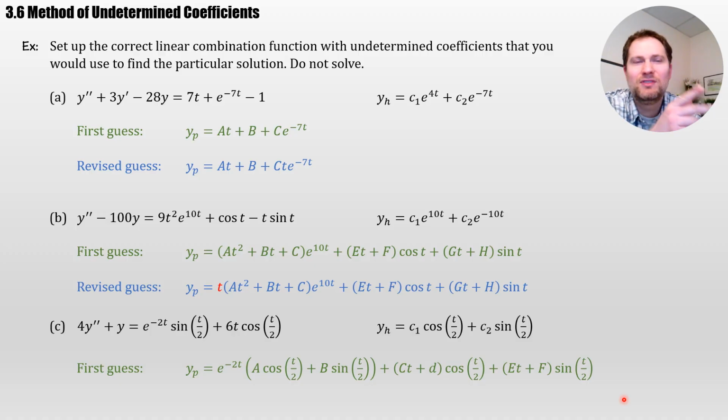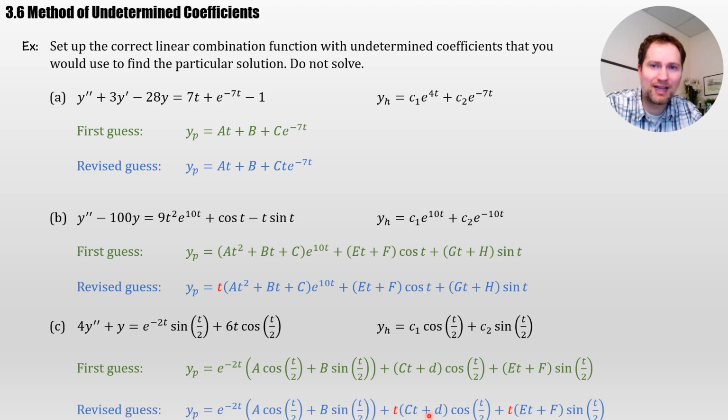We got e to the negative 2t times all that. Got a and b. Okay, that's looking good. So what could be the problem? We'll look at the homogeneous solution. Looks like we've got some overlap. We've got cosine t over 2 and sine t over 2, which appears as part of what you're seeing here and here. We're not too concerned about this part because it's got the e to the negative 2t. So our revised guess just involves multiplying the second set of stuff by t so that we don't get that overlap.